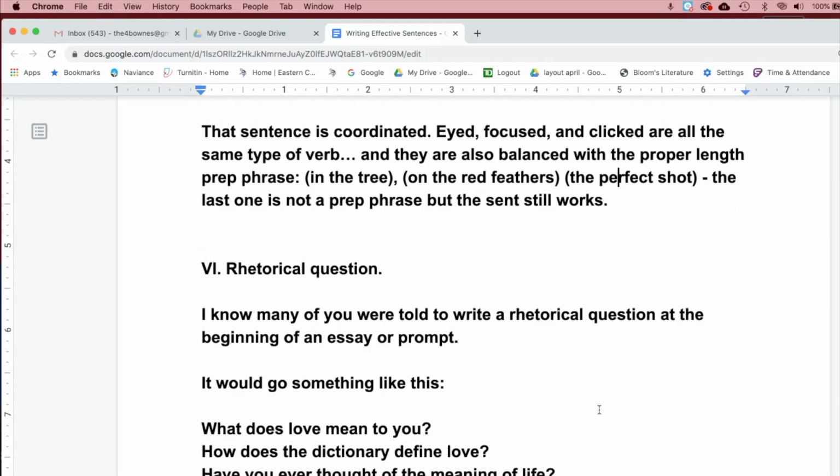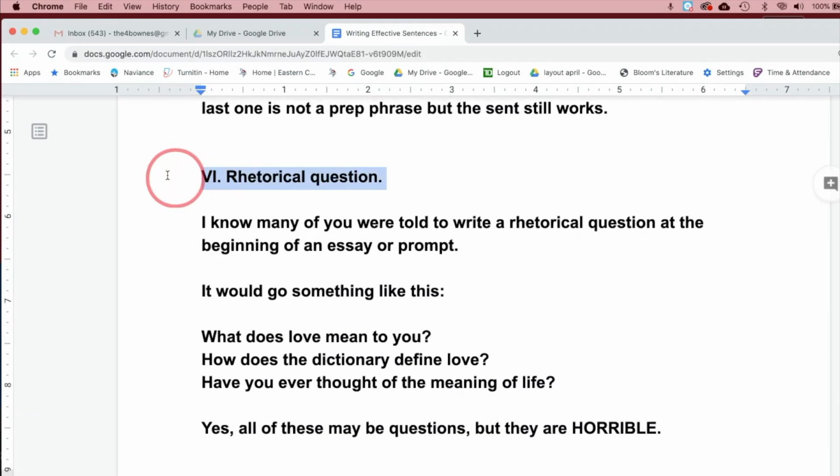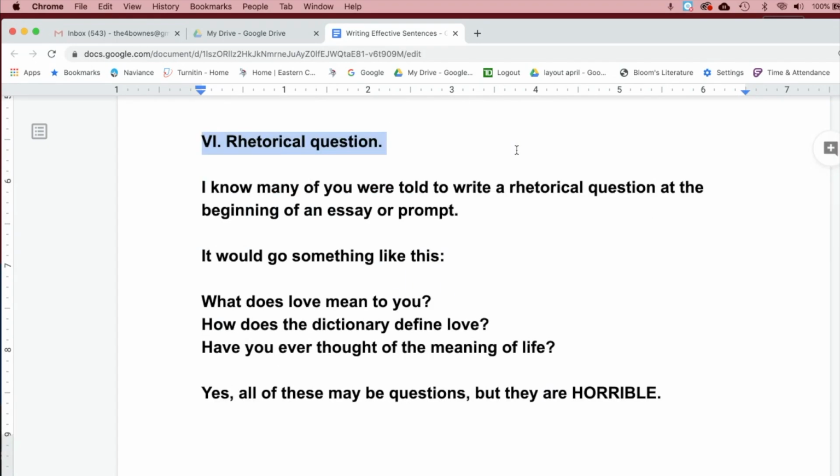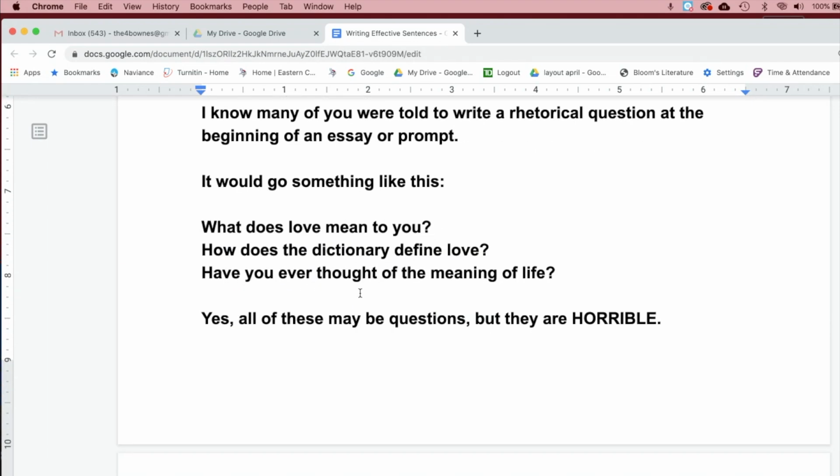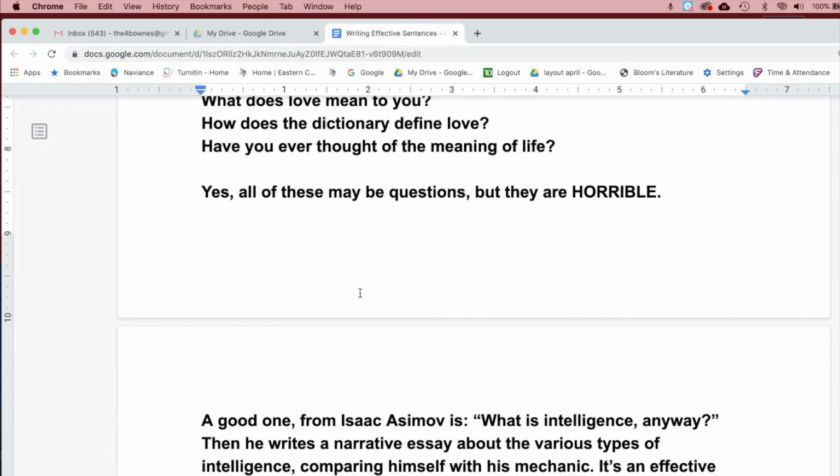All right, let's get to the next one: the rhetorical question. This one should be familiar to you because you're told to write a rhetorical question at the beginning of a paper. And so I get things like this. These are all horrible. "What does love mean to you?" "How does the dictionary define love?" "Have you ever thought of the meaning of life?" All right, these are awful, right? They're platitudes, they're meaningless. You're just writing it to write something. You don't really have a reason for it, okay? They're all questions, but they're horrible.